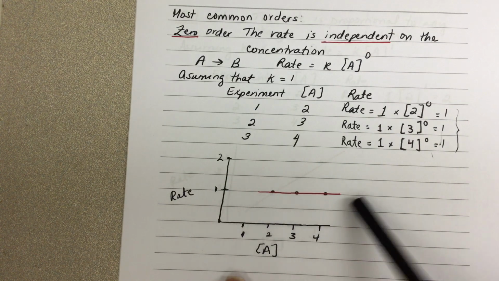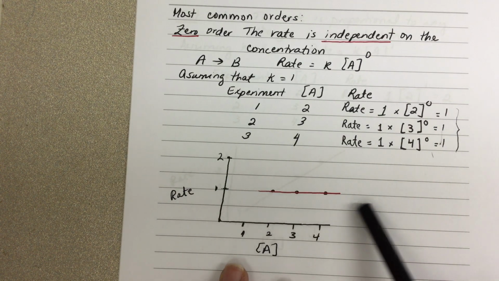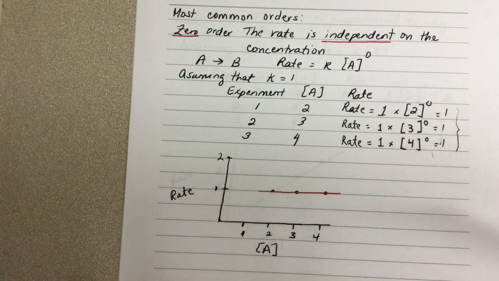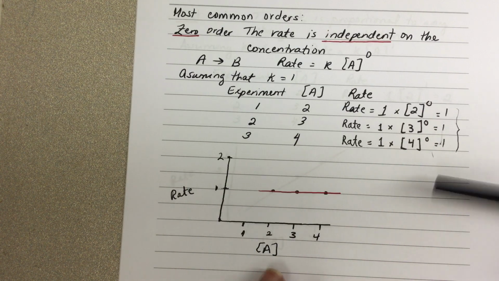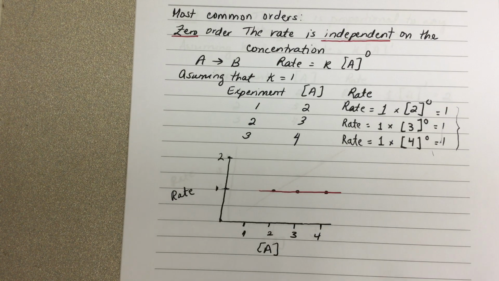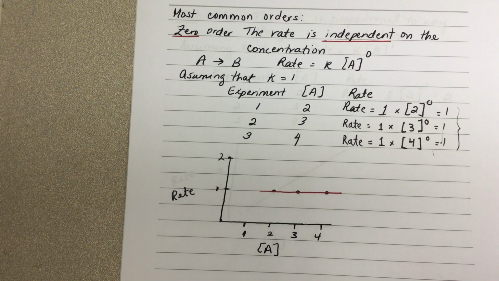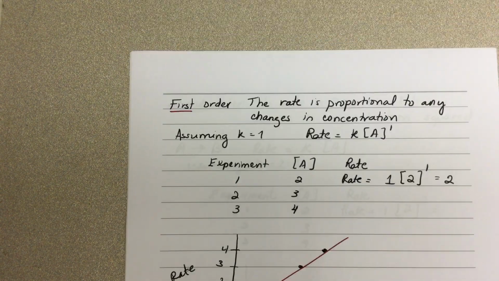So you see that you have a straight line. It's a flat line because the rate is independent of the concentration and it's not changing. You have the same rate for all of them. Different concentration but same rate, and that will always happen when you have a zero order.